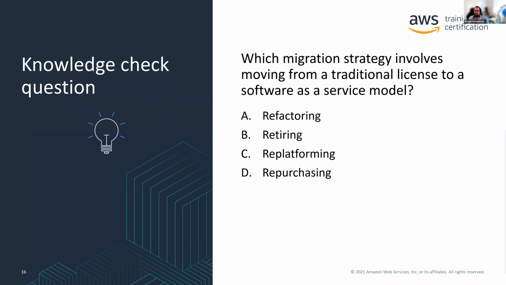Okay, so which of the migration strategies that I just talked about involves moving from a traditional license on premise to a software as a service model in the cloud? Good. Well, good. Repurchasing. That's right.